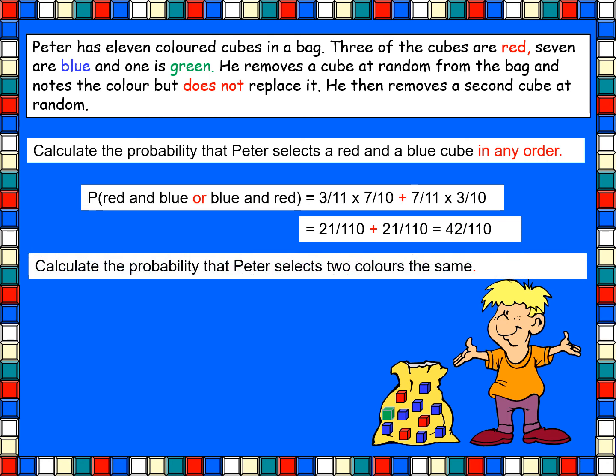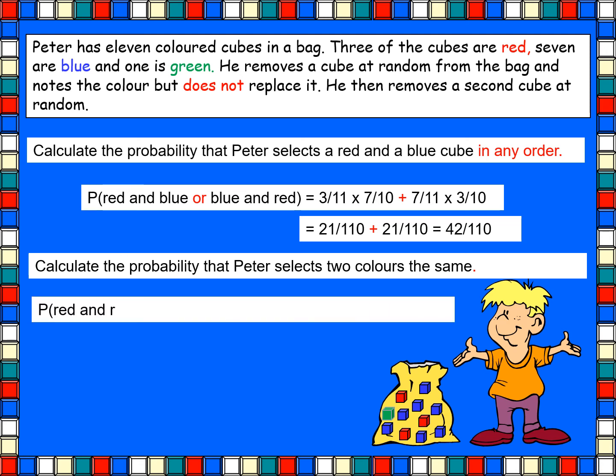As a second example, calculate the probability that Peter selects 2 colours the same. Now this is an interesting one and takes a lot of thinking. In other words, Peter can either get red followed by red, so red and red, or blue and blue, or green and green. But for those who are thinking ahead, one of those options is impossible, and it's the green. Because if he takes the sole green in the bag, there aren't any greens left. So green and green is an impossible event. Therefore, we only need to look at red and red or blue and blue.